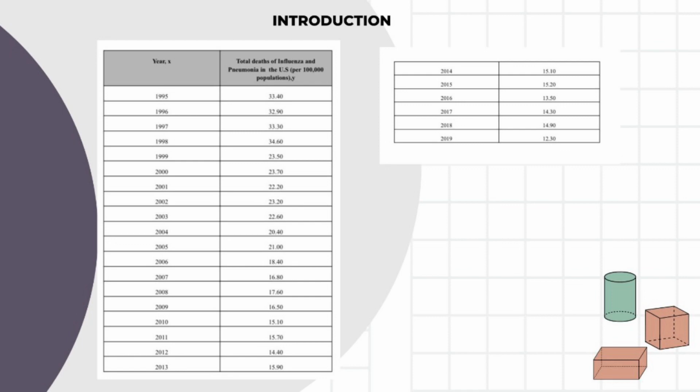So this is the data we chose. Year is X and total deaths of influenza and pneumonia in the US per 100,000 population is Y.